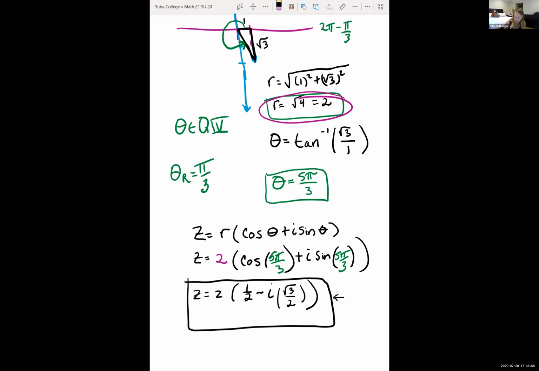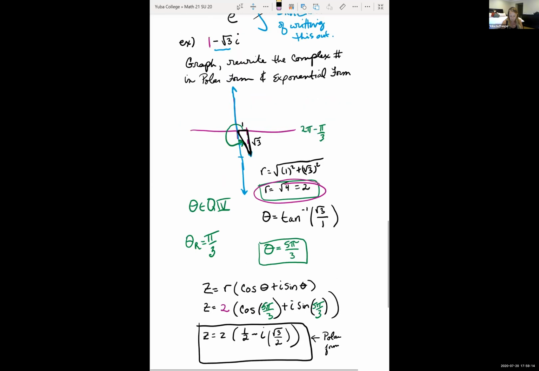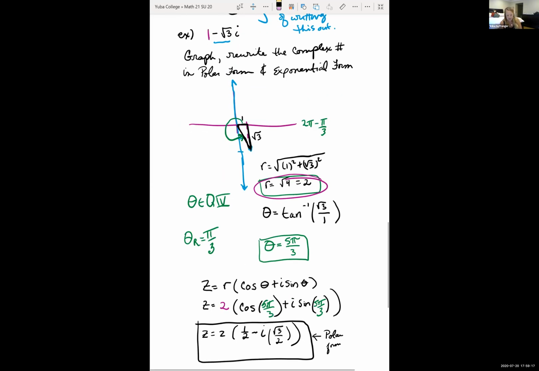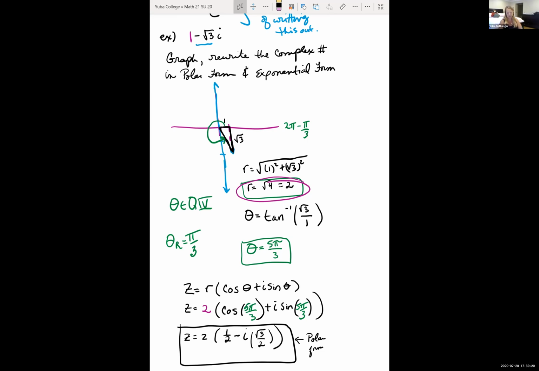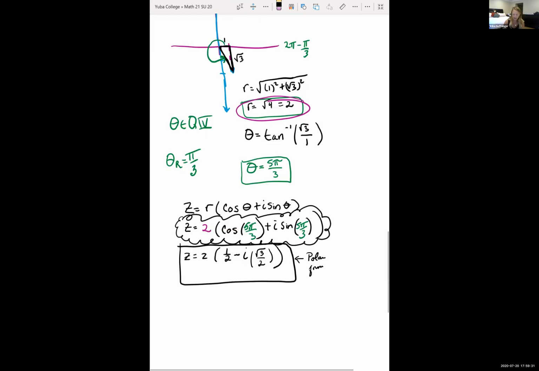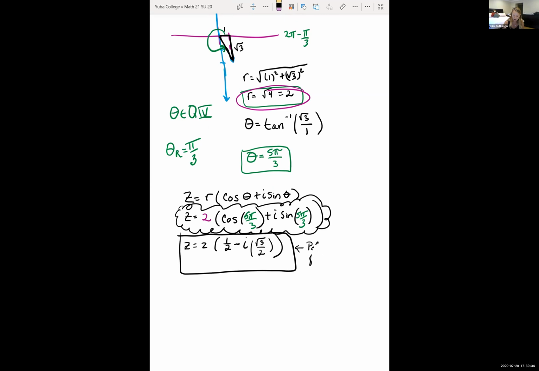So this is our polar form. Actually, I went backwards. Well, that's like a good check. This is our polar form right here. I went too far. I just evaluated it, kind of. This is not our polar form. This is our rectangular form or our complex number form. This is our polar form.